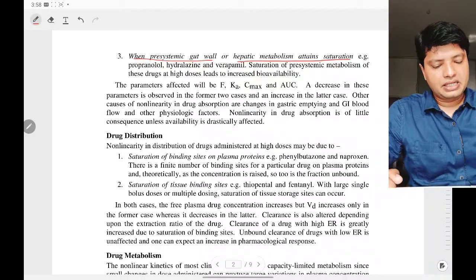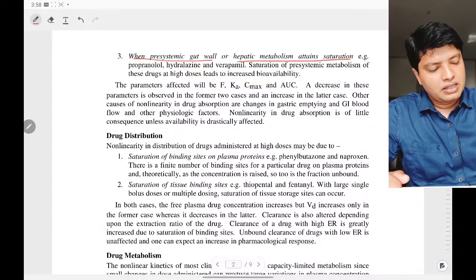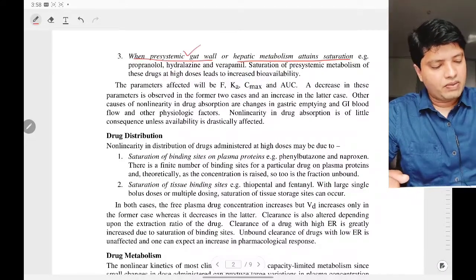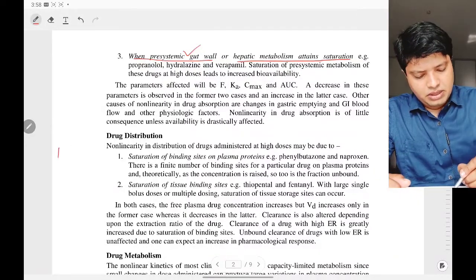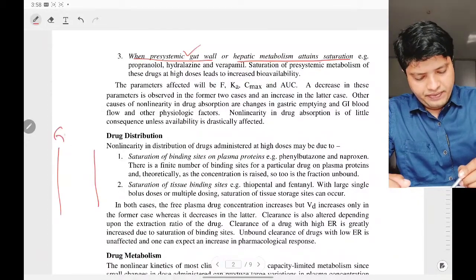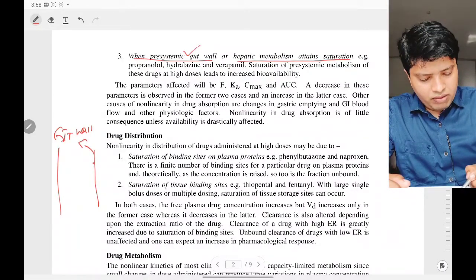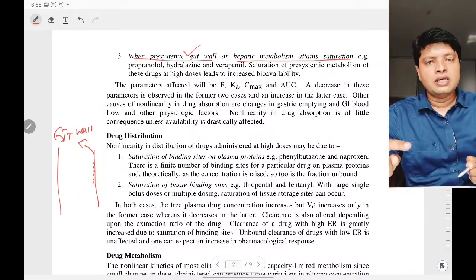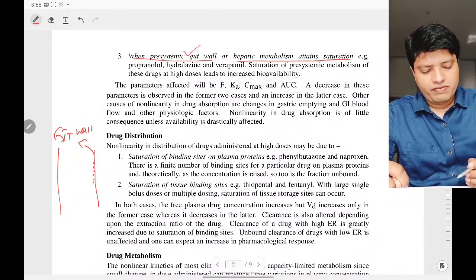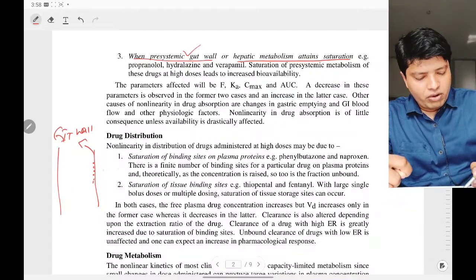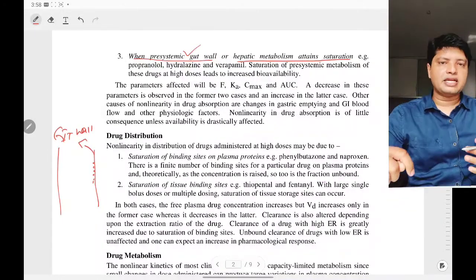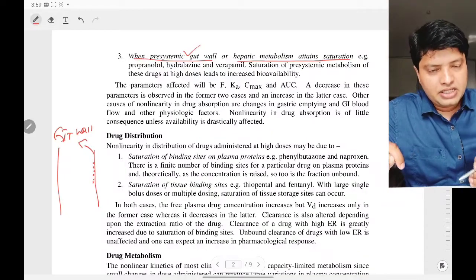So what this point is saying is, let's say I will talk about pre-systemic gut wall. Assume this is your GIT and this is the wall, the GIT wall, which we call the gut wall. Here we have cells which produce an enzyme which will start metabolizing your drug. We call it pre-systemic: before going into the system, the drug is getting metabolized in the GIT itself.